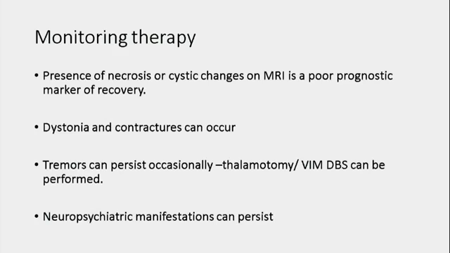Presence of necrosis or cystic changes on MRI, as Dr. Sandeep Sinha has said, is a poor prognostic marker of recovery. There are reports where patients have improved clinically, but the cystic changes remain on the MRI and don't improve. Dystonia and contractures can occur. If after 2 or 3 years of proper decoppering therapy they still have persistent abnormalities, then symptomatic treatment has to be given in various manners. And neuropsychiatric manifestations can still persist.